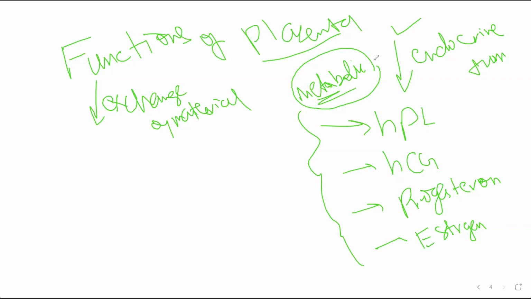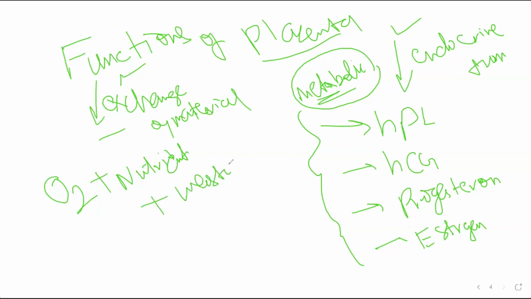Let us talk about another function of the placenta, which you all know. It's the exchange of material. Obviously, we talk about oxygen and nutrients. Not only nutrients, we talk about the waste products also, like urea and all those things. Waste products go the other way around, from the fetus to the mother. The exchange of all these substances is very important and becomes a function of the placenta.